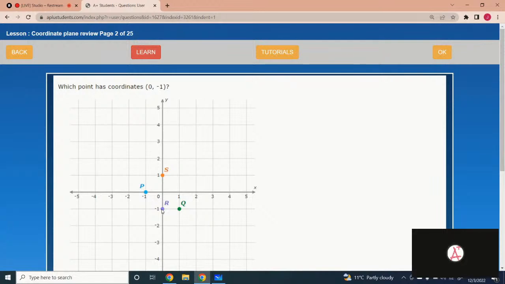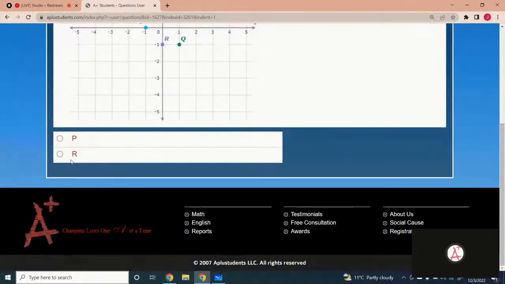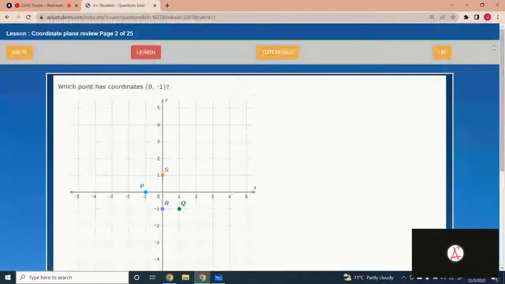Okay, just select the, it would be R. Select the correct option, then click on the OK button.